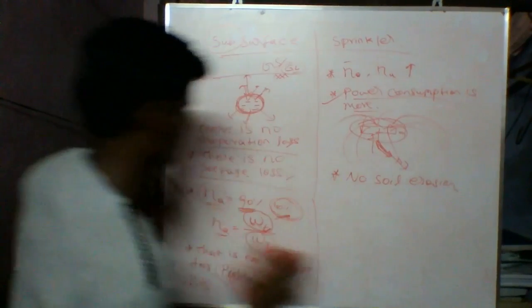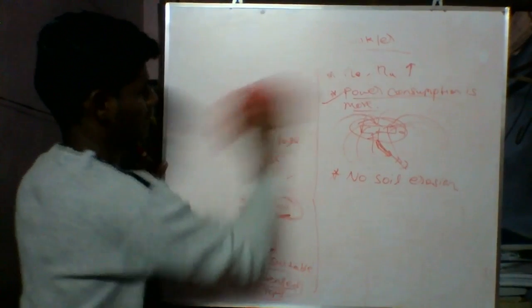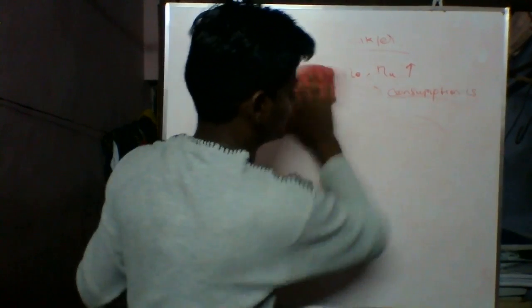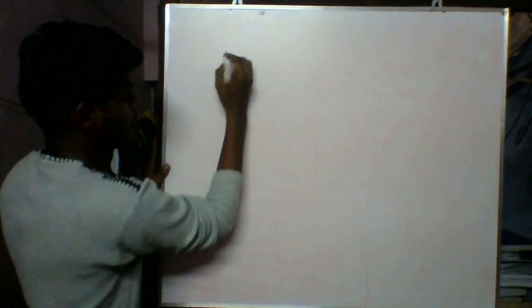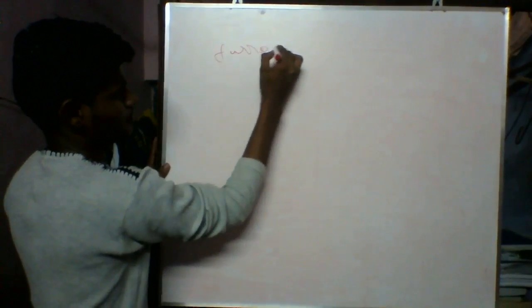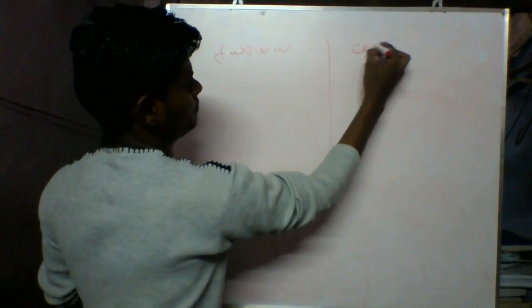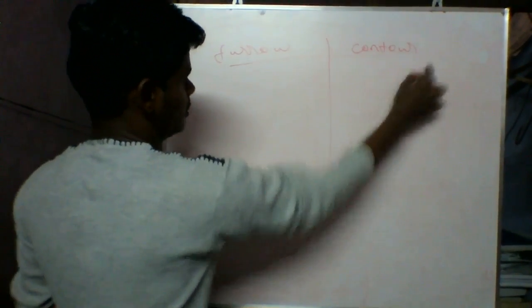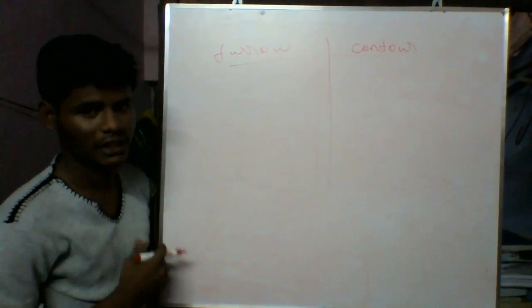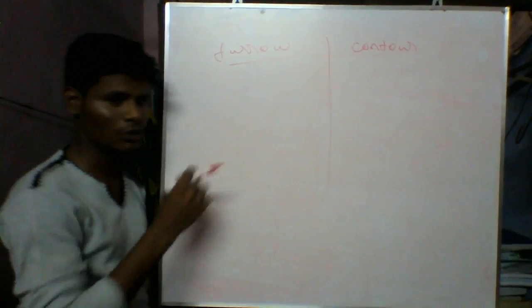But in surface irrigation, we only discuss the flooding method, and the furrow and contour methods are available. So the furrow method and contour method are under the category of surface irrigation.